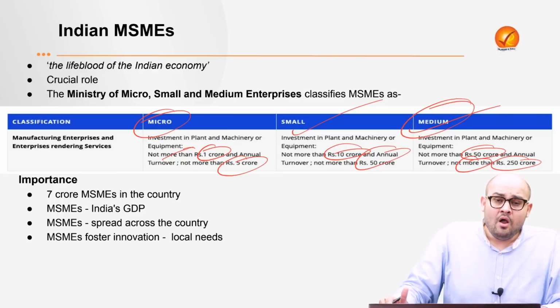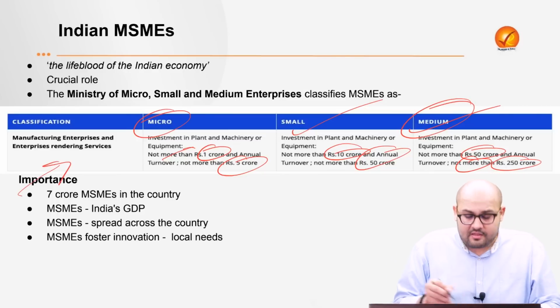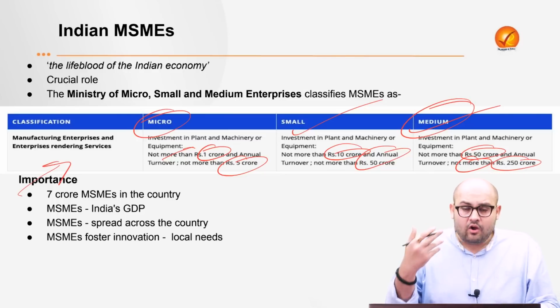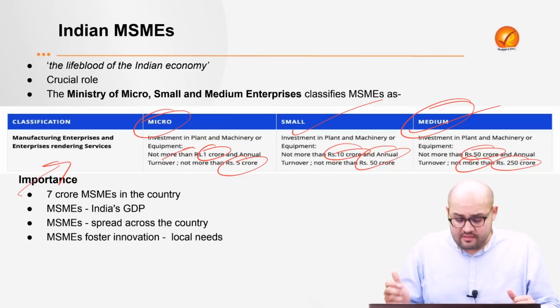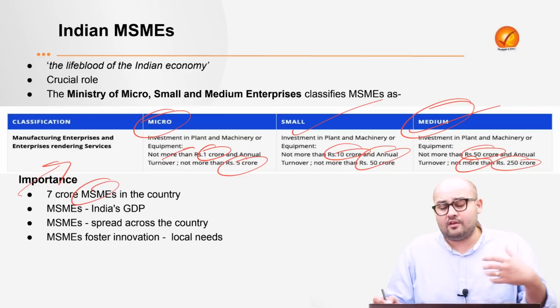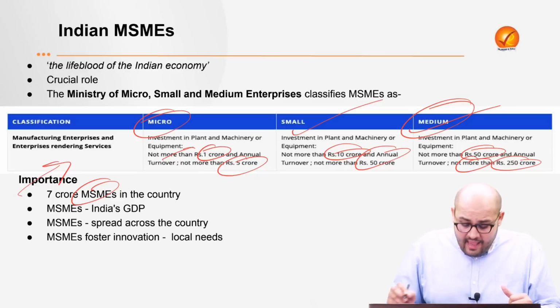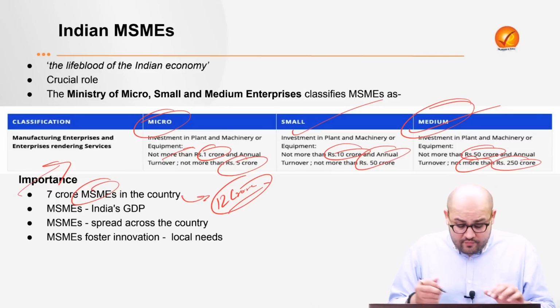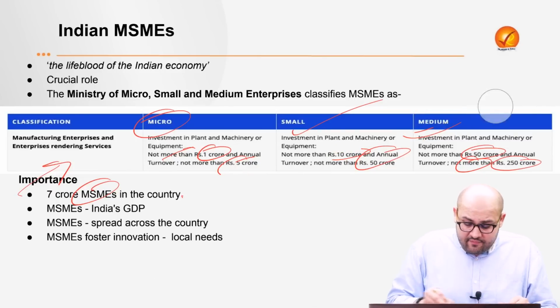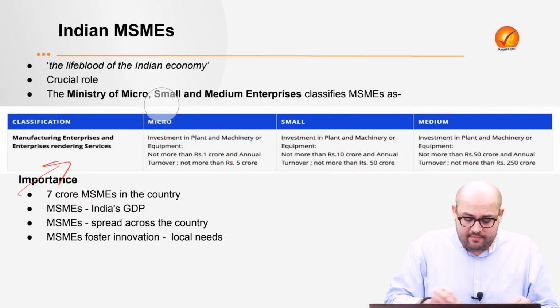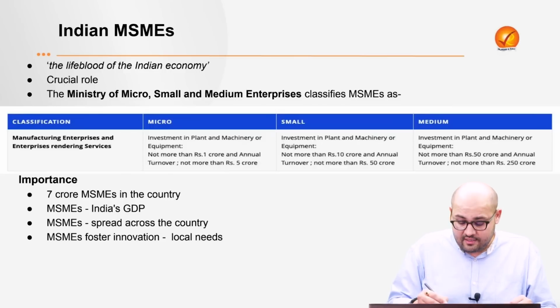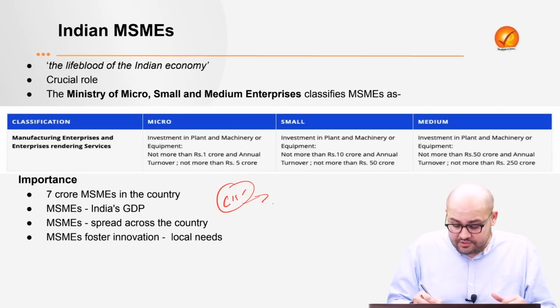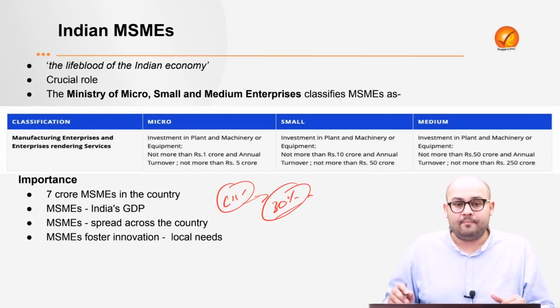Now, what is the importance of MSMEs? See, according to government data, there are around 7 crore MSMEs in the country, and they provide employment opportunities to almost 12 crore people, right? Huge number. Next, they contribute significantly to India's GDP. According to the data by the Confederation of Indian Industries, the MSMEs in India contribute almost 30% to India's GDP. That is a huge number.